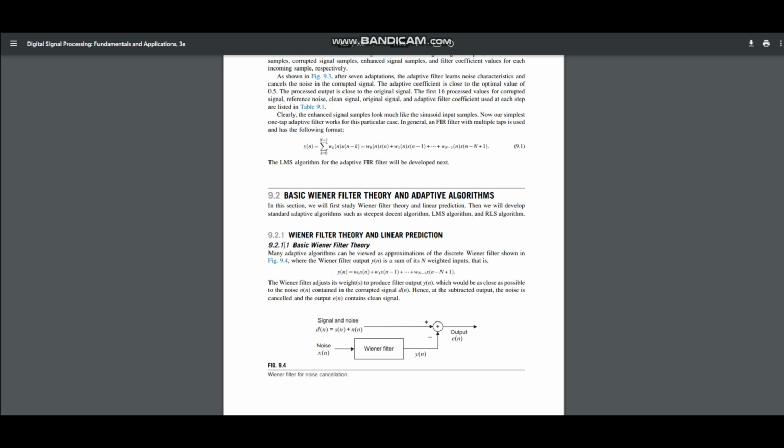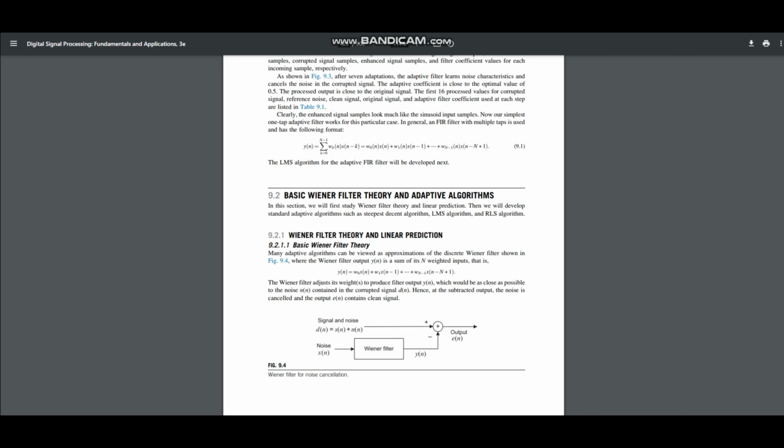So if we talk about the basic Wiener filter theory, the Wiener filter is a fundamental tool in signal processing designed for optimal signal estimation in the presence of noise, and it aims to minimize the mean squared error between the desired signal and the estimated signal, providing a balance between removing the noise and preserving the signal of interest.